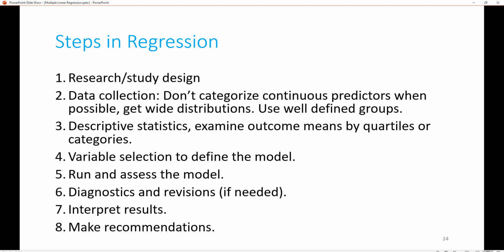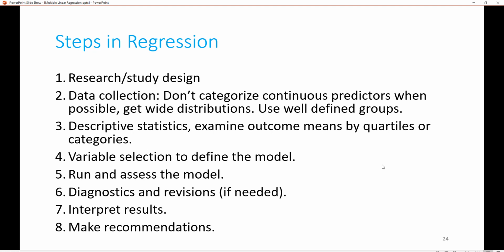Number 4 is variable selection to define the model. You can use the data, and most importantly, you would use clinical expertise. You would use what you know about what's in the data, or what's in research or existing data, or the opinion of experts.